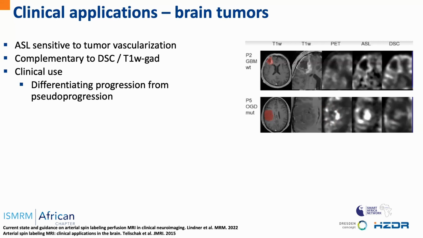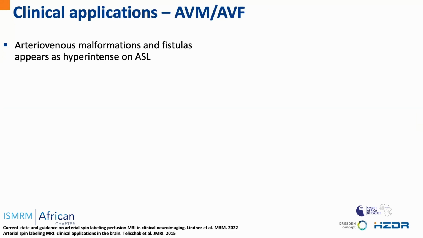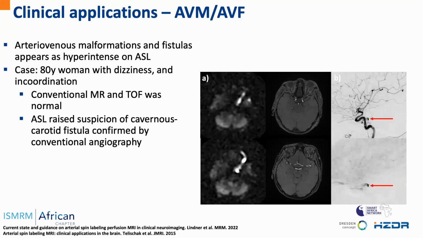So there are several use cases of ASL in brain tumors, for example, to differentiate progression from pseudoprogression, and there is a lot of clinical research going on now to study if ASL can be used to replace gadolinium in brain tumor imaging completely. Now, I would like to give you 3 more examples from the latest publication by Lindner et al. The first one are arteriovenous malformations. So in those, because of the very slow flow and large vessels, we can see very high hyperintense signal on ASL.